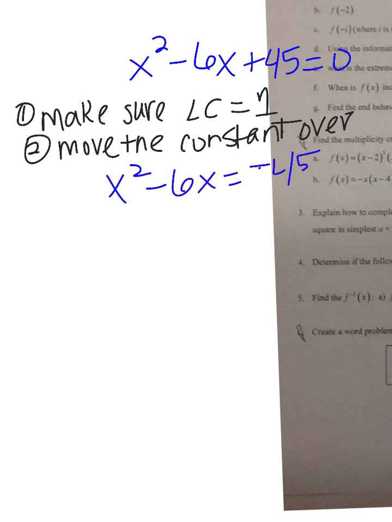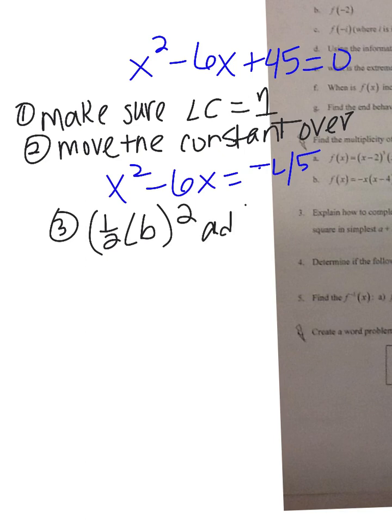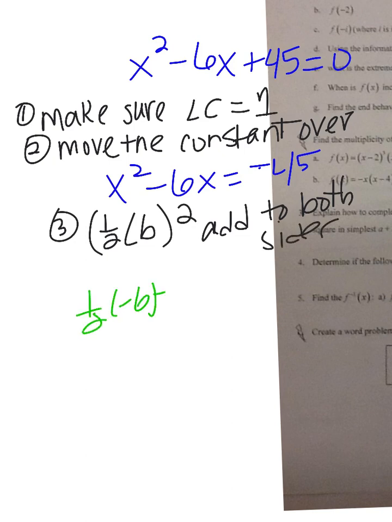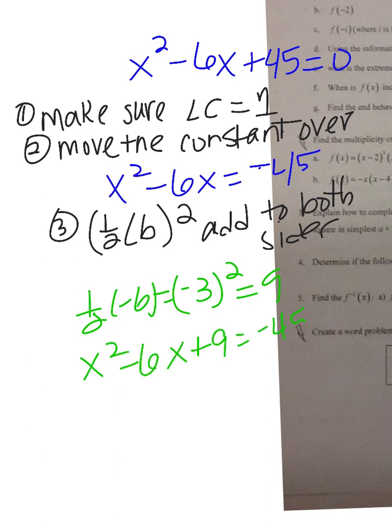Okay, the next thing, number 3, would be to do half of b and then square it. And then you add to both sides. So I do half of negative 6 is negative 3 squared is 9, and I add that to both sides. So I get x squared minus 6x plus 9 equals negative 45 plus 9.